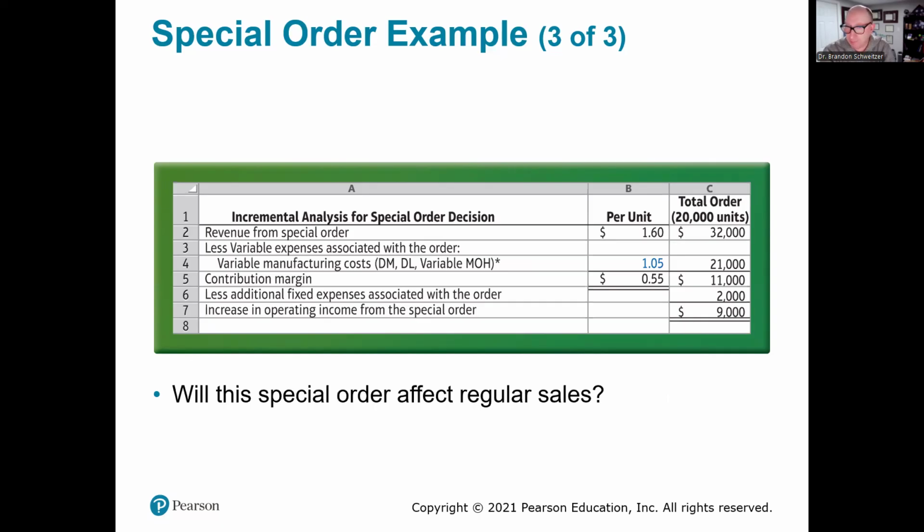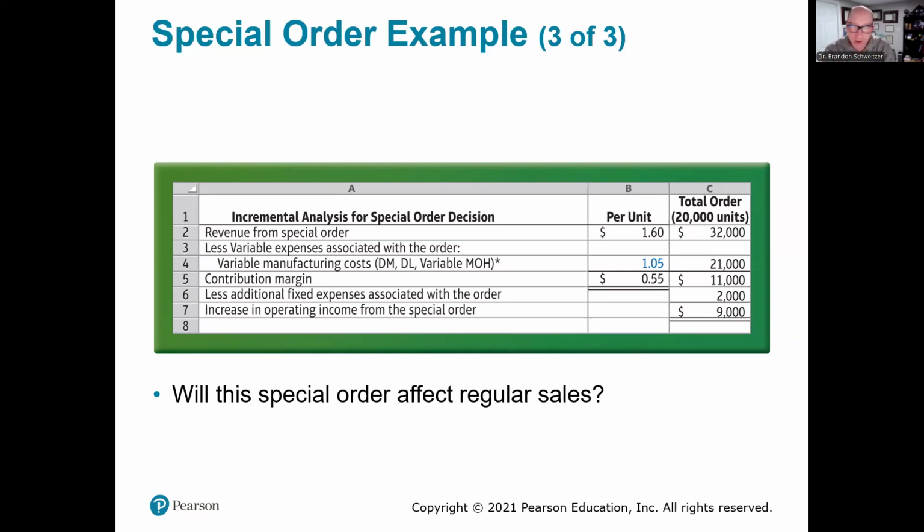That's of course $1.60 per unit, 20,000 units for the order. It's 32,000 in potential revenue. The variable cost is $1.05 per unit at 21,000. Revenue minus your variable cost gets us to 11,000 contribution margin, or 55 cents contribution margin per unit. Minus our additional fixed cost of the 2,000, giving us a total increased operating income from the order of $9,000.